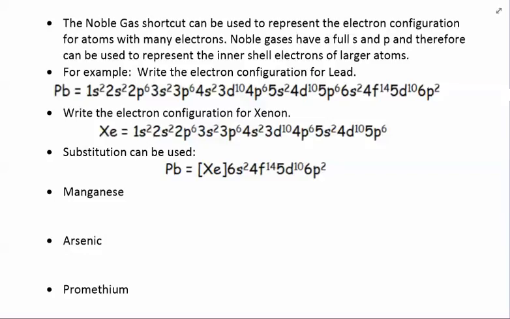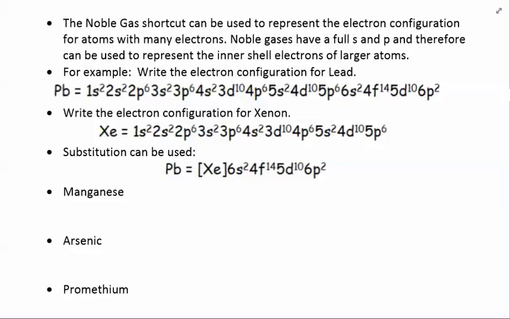So in this example, there's lead. Lead goes all the way to 6p. So it's written out here. You can kind of see this helps to illustrate that it's really just one line or one sequence of letters and numbers to help show you the electron configuration.